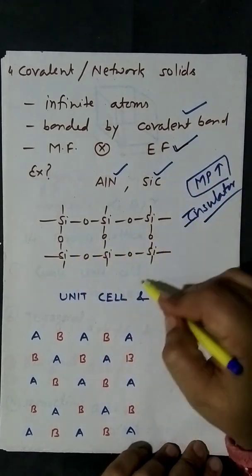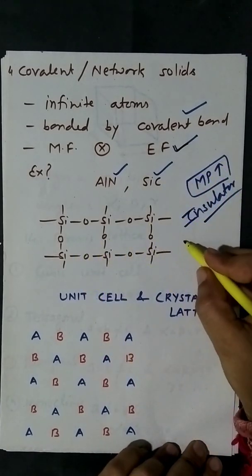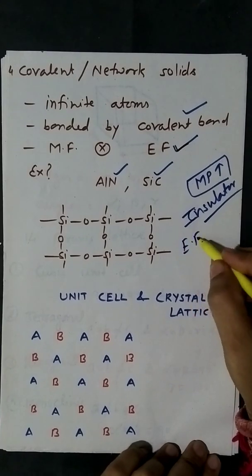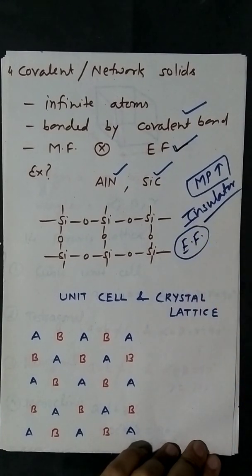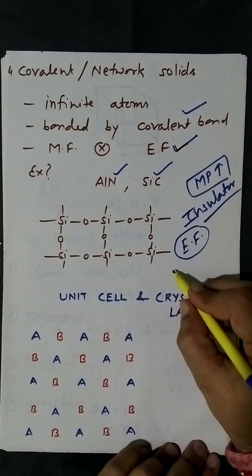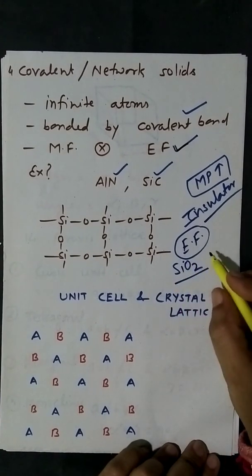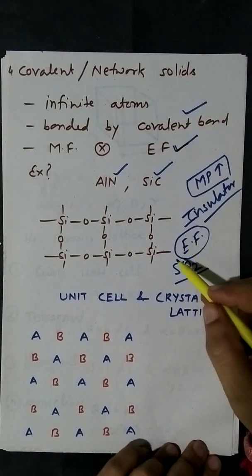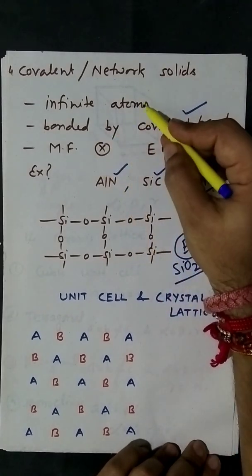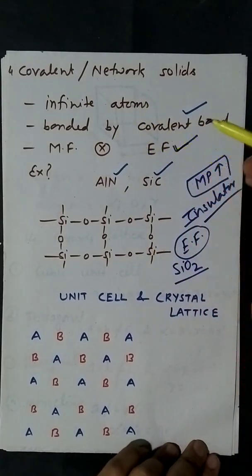You have used this structure in class 11. Can you give its empirical formula and some other examples of covalent or network solid? So its empirical formula is SiO2, it is silica, and some other examples of covalent or network solid which fulfill these requirements are graphite and diamond.